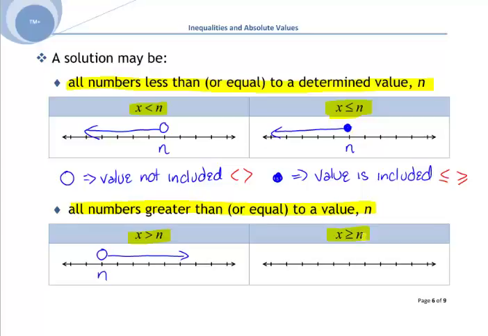X is greater than or equal to n, so I put an n anywhere on my number line, and it's greater than or equal to, so I colour in my circle, and it can be anything on that side. Probably a ruler would be preferable.